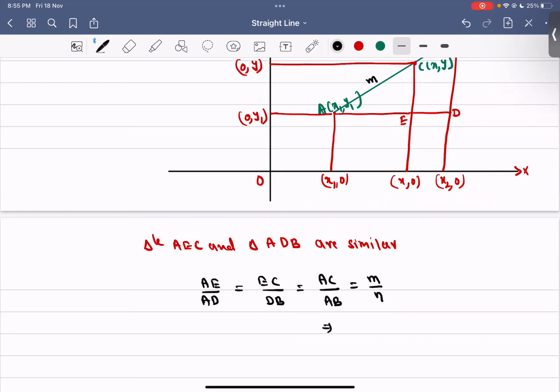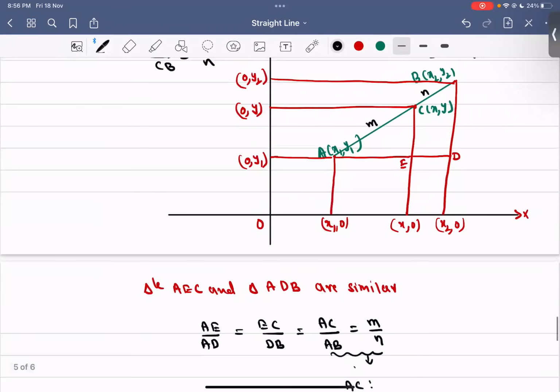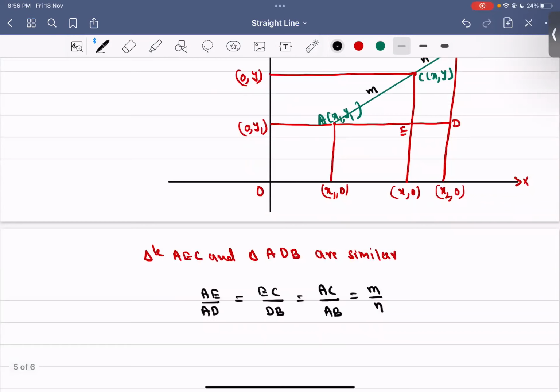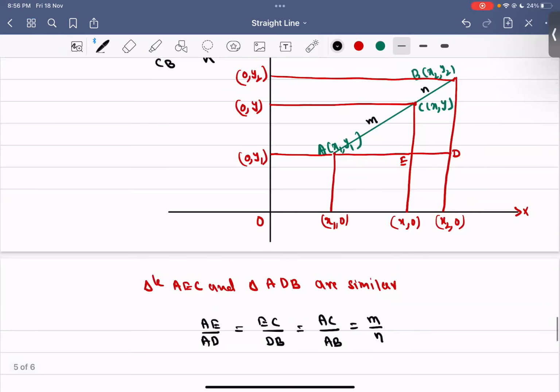So from this one, what can we write? AC by AB. So now it is given that, so let it be like this. This is m by n. Yes. Now it is given that AC is to CB is m is to n.